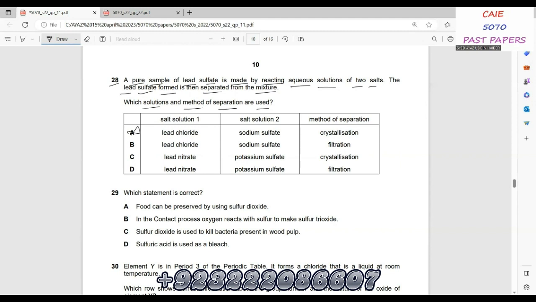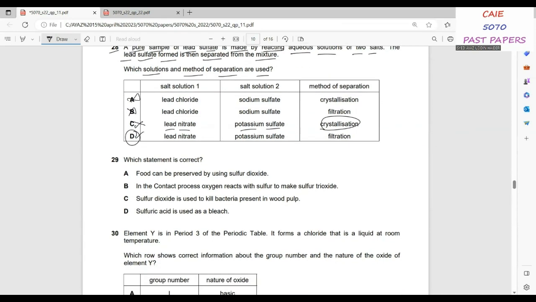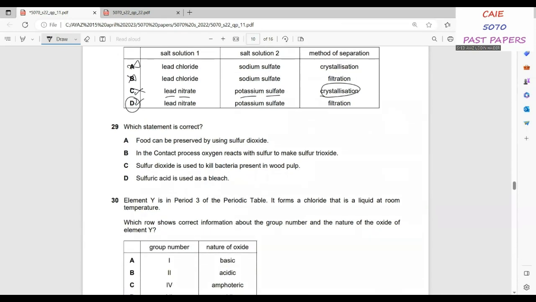So both choice A and B are incorrect. Choice C and D are correct. For choice C, lead nitrate is mixed with potassium sulfate to get lead sulfate and potassium nitrate, and the method of separation will be filtration. Crystallization is written, so this is also wrong. D will be the right answer in this case because the method of separation is filtration.